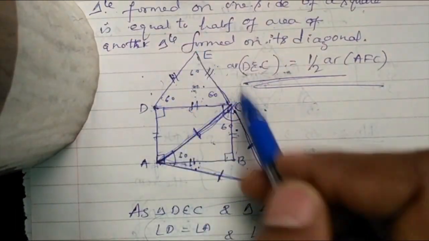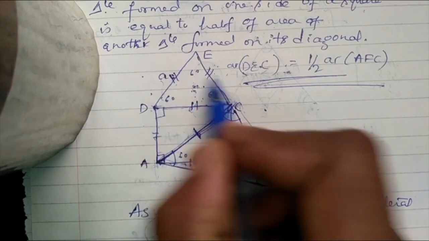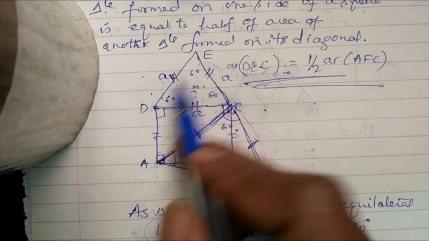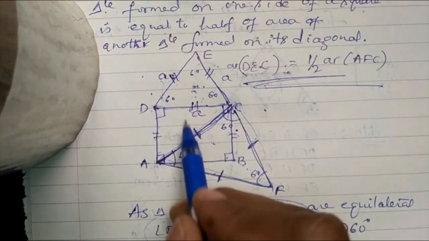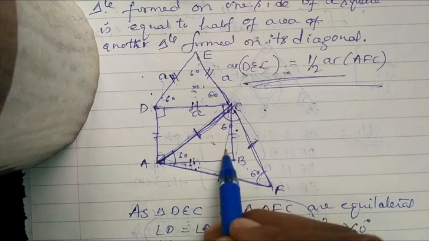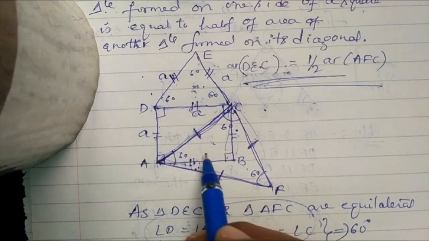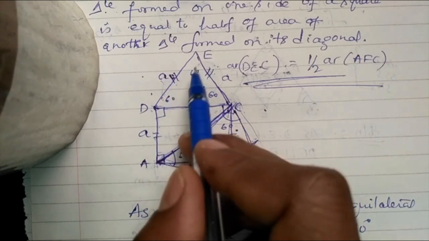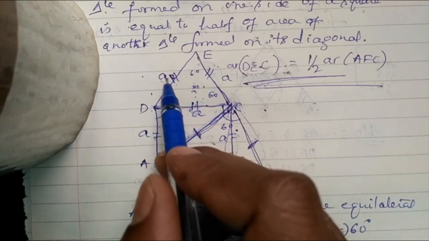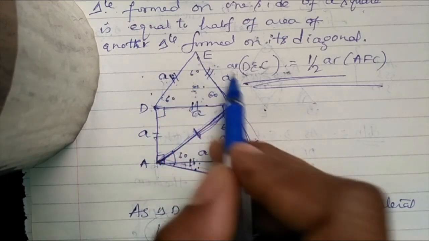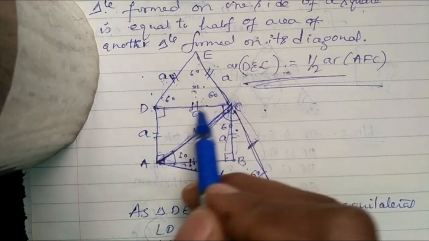This is an equilateral triangle, right? So for all the three sides we take length A, because in an equilateral triangle all the three sides are equal. Now the square also has side A. First, I let any one side of the equilateral triangle be A. If triangle DEC has length A, then all the three sides are A units.